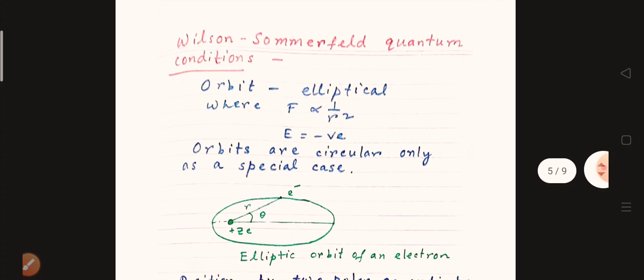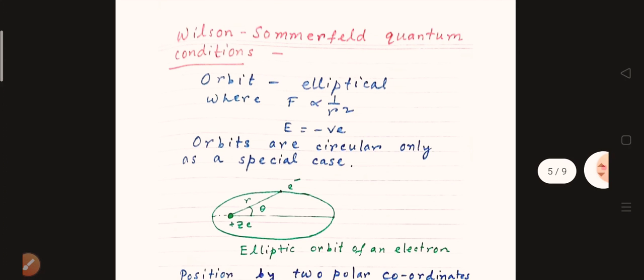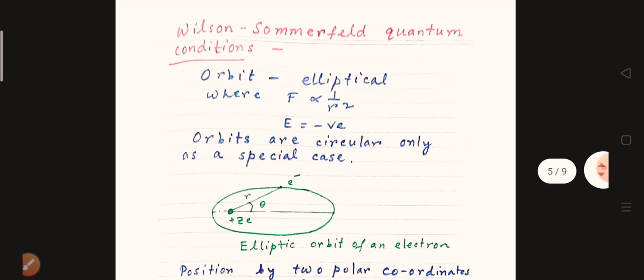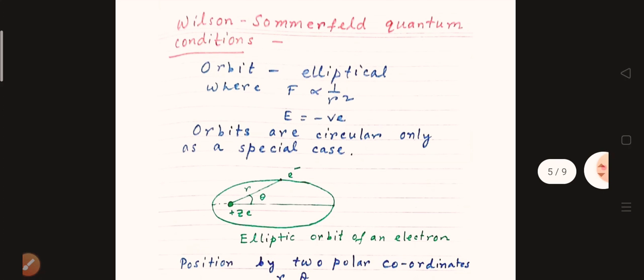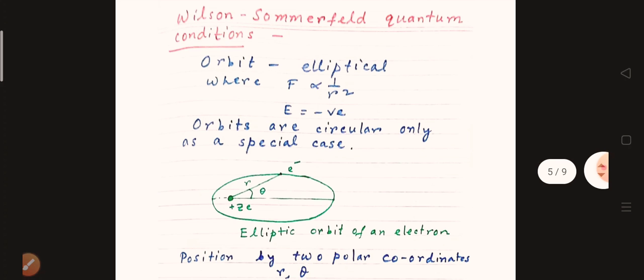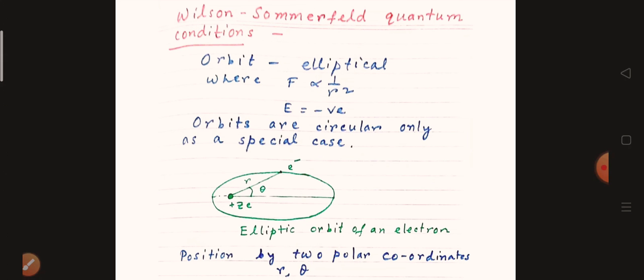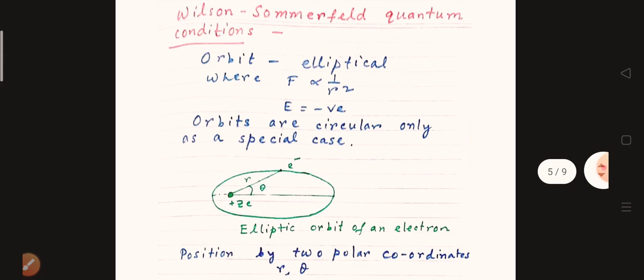For example, we know from Kepler's law that planets revolve round the sun in elliptic orbits with the sun at one of the foci. The force acting on the planets is the gravitational attraction of the sun, which is also of the inverse square type.